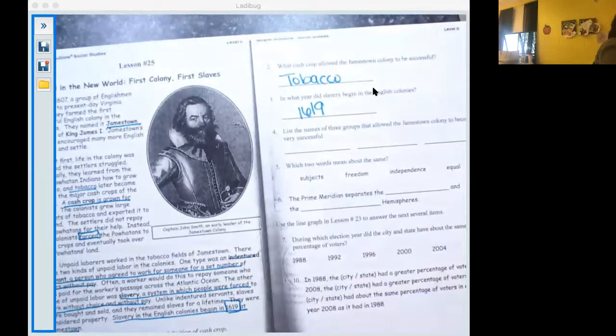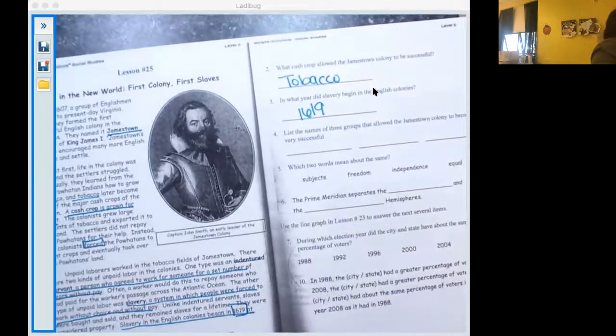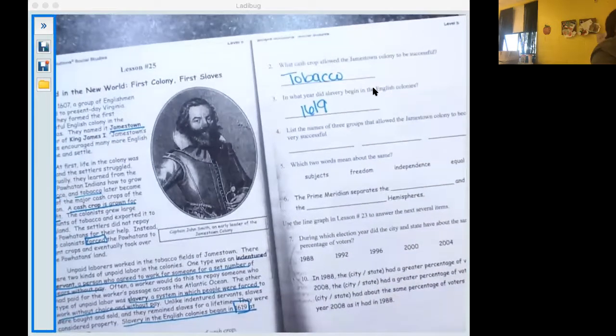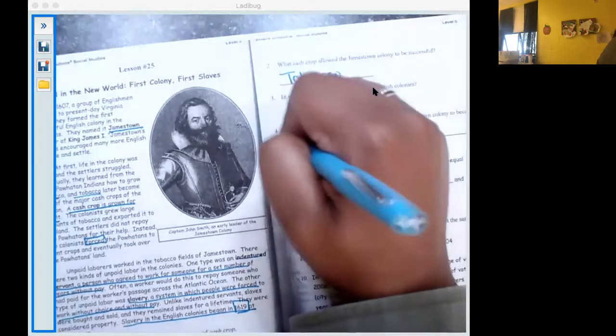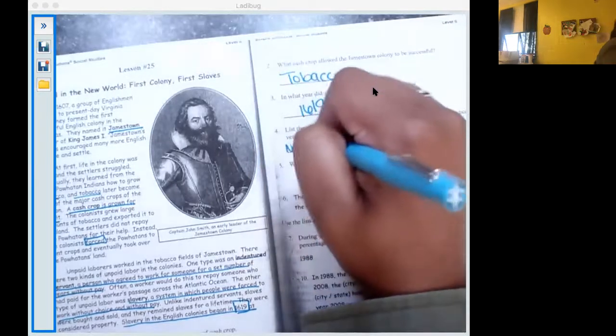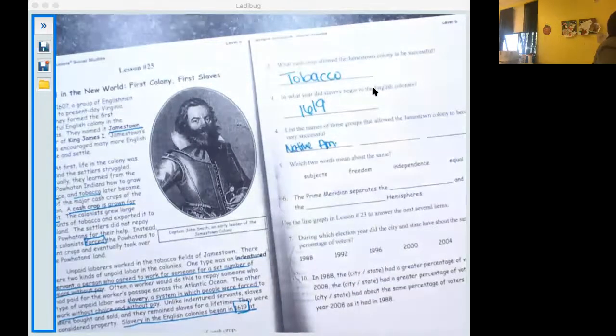List the names of three groups that allowed the Jamestown colony to be very successful, okay? So first of all, we know that the Native Americans helped them learn how to plant the tobacco in the first place. So I'm going to put Native Americans, I'm going to put an abbreviation because I'm out of space, okay?